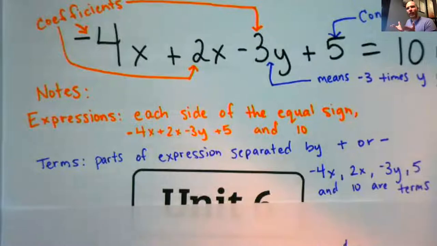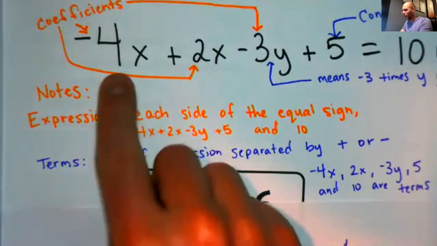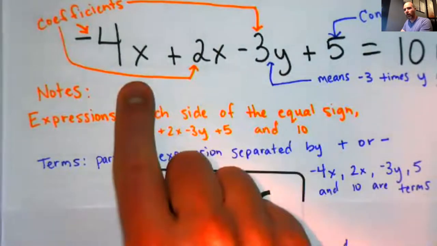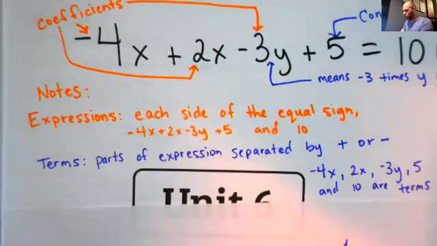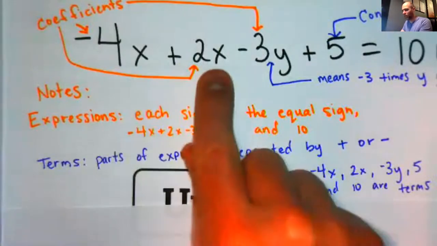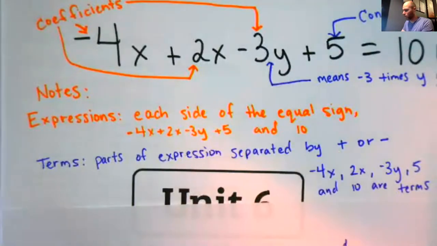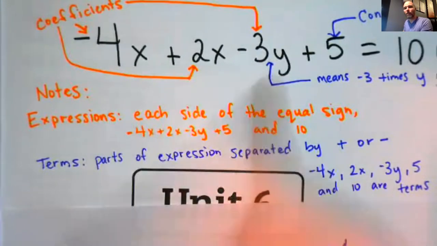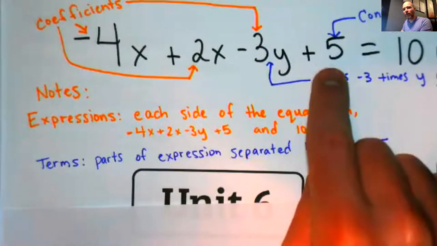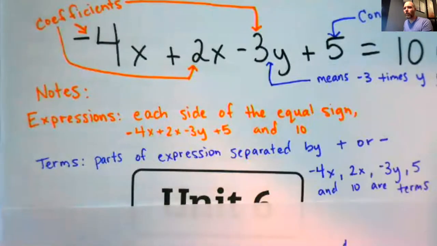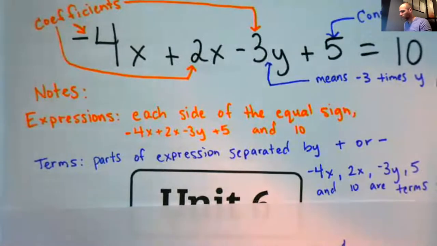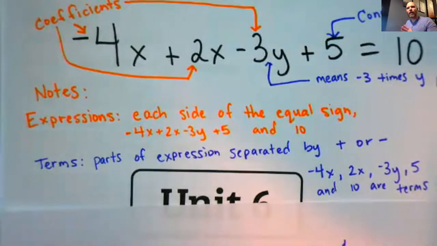While you're writing that, I'd like you to take notice of the fact that I wrote this expression on this side of the equation with the variable terms, negative 4x, 2x, and negative 3y in alphabetical order. X terms first, then the y term. And then the constant term always comes last. It's not incorrect if you don't do it that way, but that's considered the proper way to do it. Okay, I'm gonna wait, in case you're still writing and trying to catch up to where I'm at. Let's just hold off for a second.